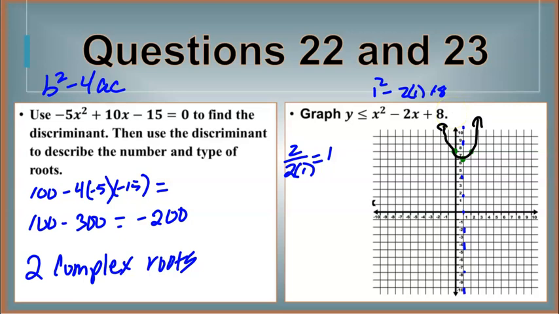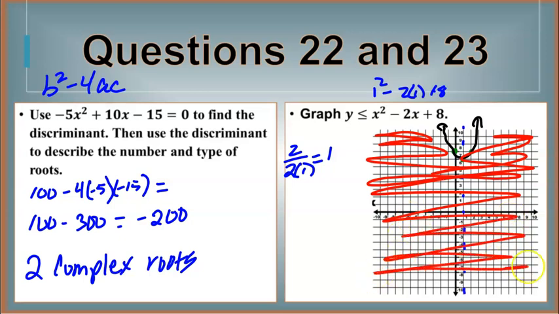And now the shading part. It has to be less than the graph. So if it's less than that, that means everything underneath would be a solution.